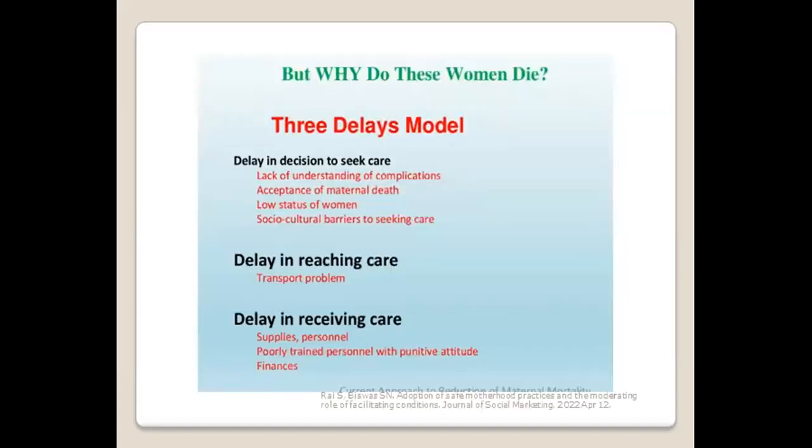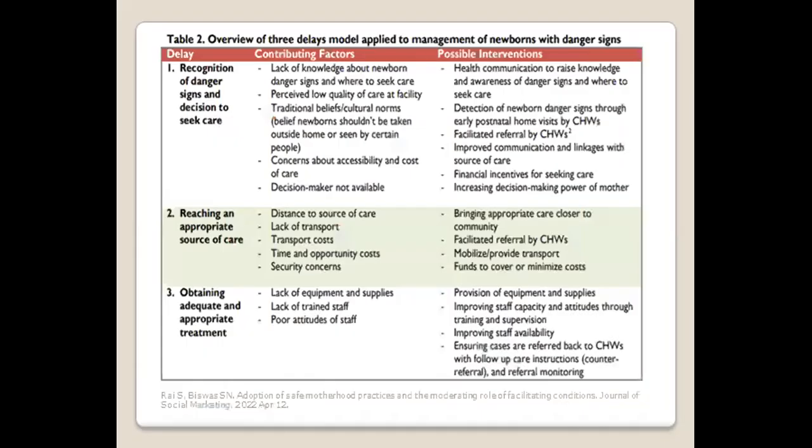Delay in decision to seek care is related to various factors which include lack of understanding of complications, acceptance of maternal death, low status of women, and social cultural barriers. Delay in reaching care includes transport problems and transport cost. Delay in receiving care includes the lack of supplies in hospitals, poorly trained staff with bad attitude, poor motivation of health care providers, and lack of finances.